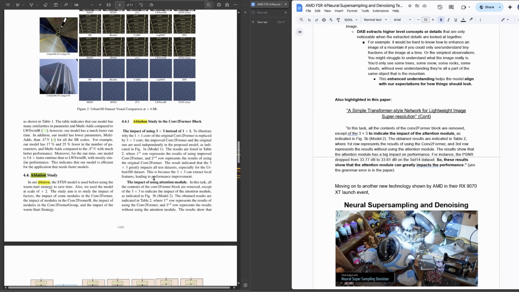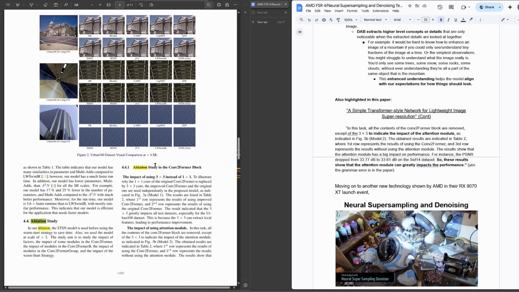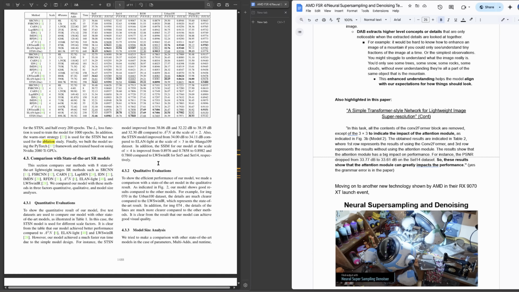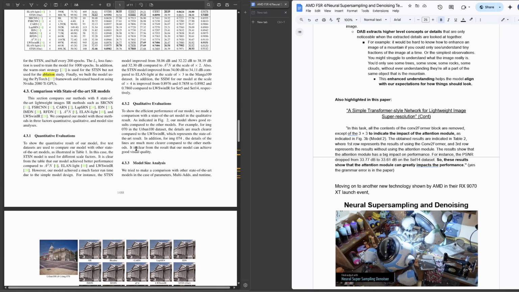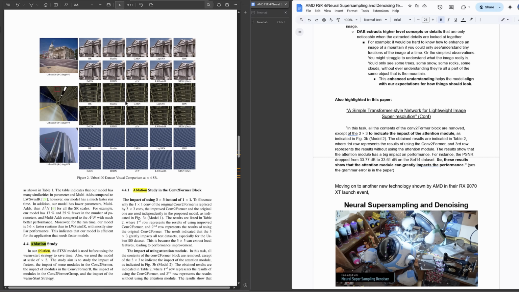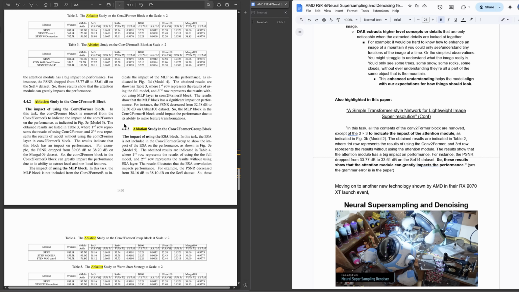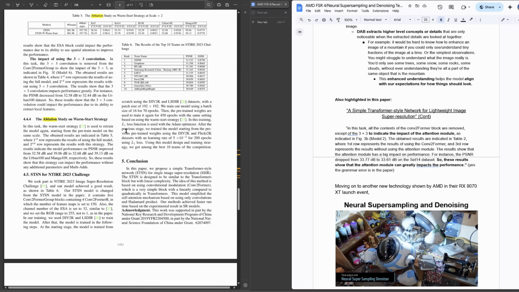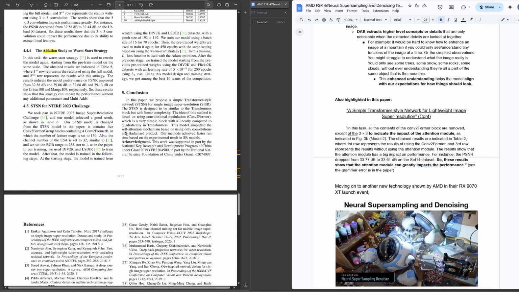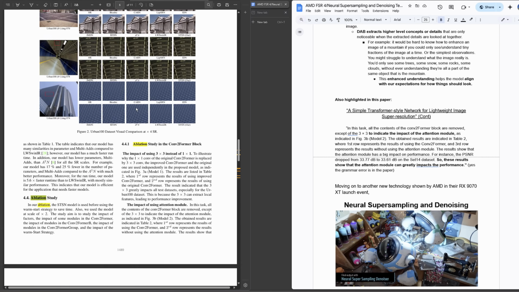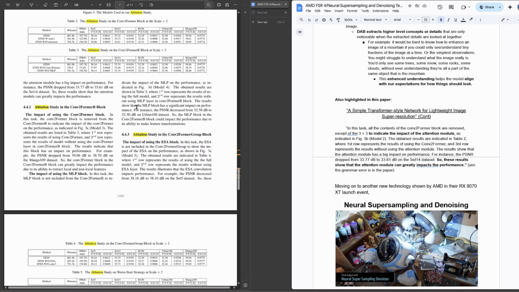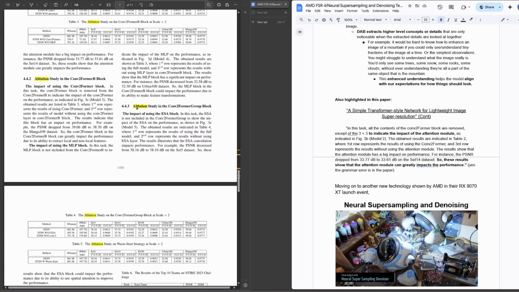And one of them was by removing the transformer style part of the network. And they found that it had a significant effect on the quality of the output. It doesn't seem like it was so significant that it made the model bad or unimpressive. And the reason they conducted this test was mostly to emphasize the importance of the transformer layer.